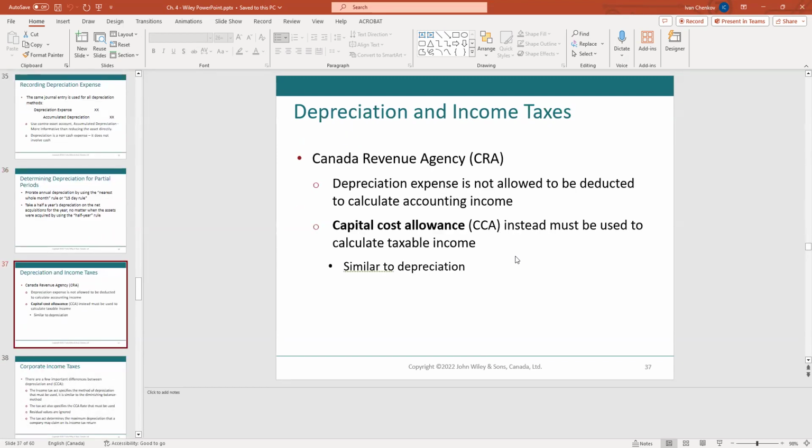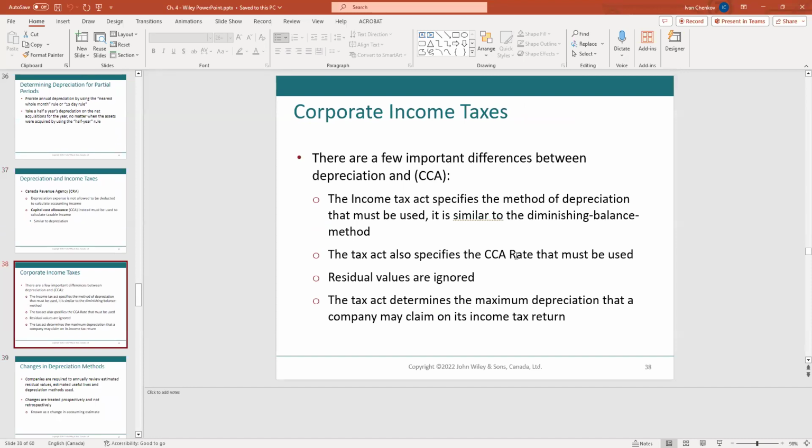So for tax purposes, depreciation is not allowed. Canada Revenue came up with a new thing, which is called capital cost allowance. This is the only thing which is allowed by Canada Revenue. So your depreciation expense is not an allowed expense by Canada Revenue in the calculation of your taxable income. You have to come up with this capital cost allowance, which is similar to depreciation, on a percentage rate.